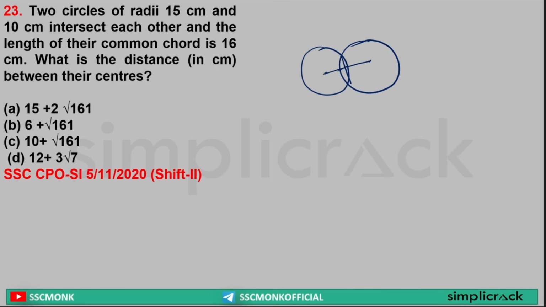Common chord length is 16, that means this part is 8. This is given. One radius is 15 centimeter, another radius is 10 centimeter. Clear? This is 90 degree. Now if this is 8 and this is 15, then the square root of 15 square minus 8 square, 225 minus 64, is equal to 161. Clear? This is one part. So this part is square root of 161.